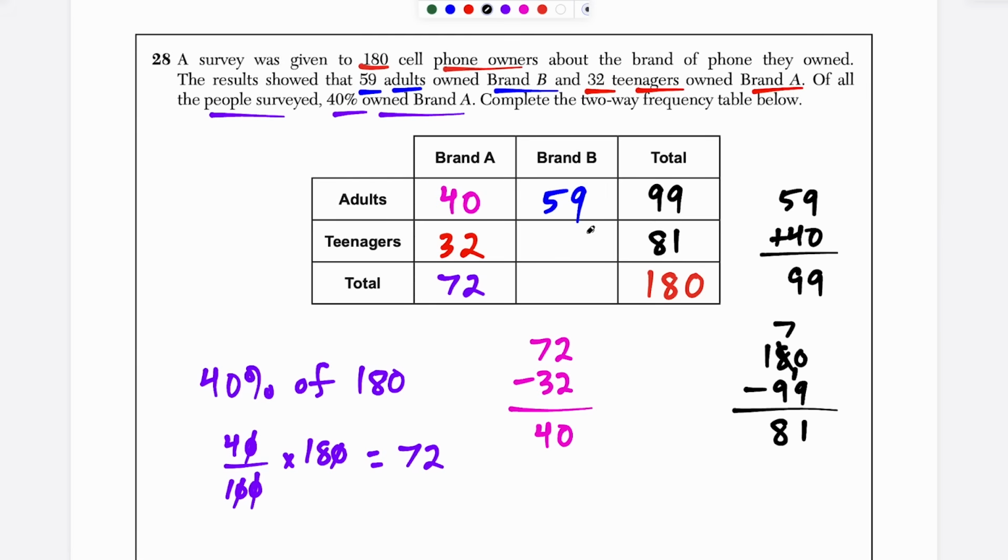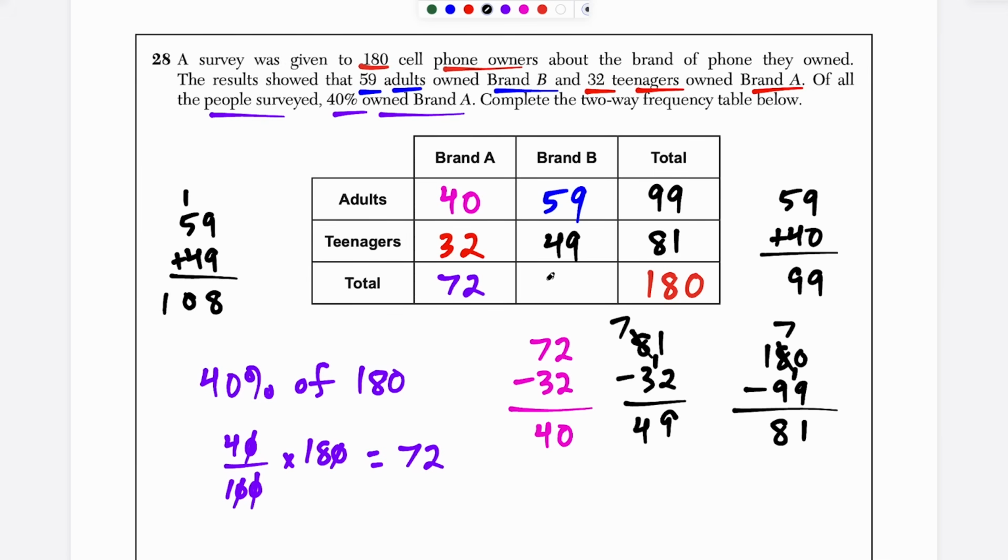And now some of the other entries here. How many teenagers own brand B? Well, there's 81 teenagers in total. So we could just do 81 minus 32 that own brand A, and that'll tell us how many teenagers own brand B over here. So we borrow or just use the calculator. 11 minus 2 is 9, 7 minus 3 is 4, and we get 49. And now for this entry here, the total, we just add 59 and 49. So we're doing 59 plus 49. We have 9 plus 9, carry the 1, and then 1 plus 5 plus 4 is 10. So we get 108. So all of these values here are good.